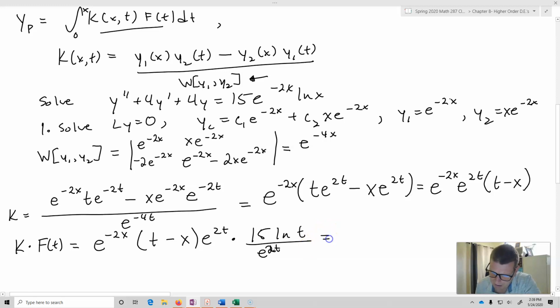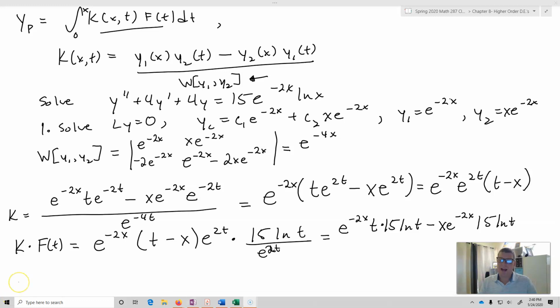So this is then going to give me e to the negative 2x times t times 15 ln of t, minus x e to the negative 2x times 15 ln of t. And in the next step, I'm simply going to integrate. It looks a little bit of a mess, but it's actually not that much of one.